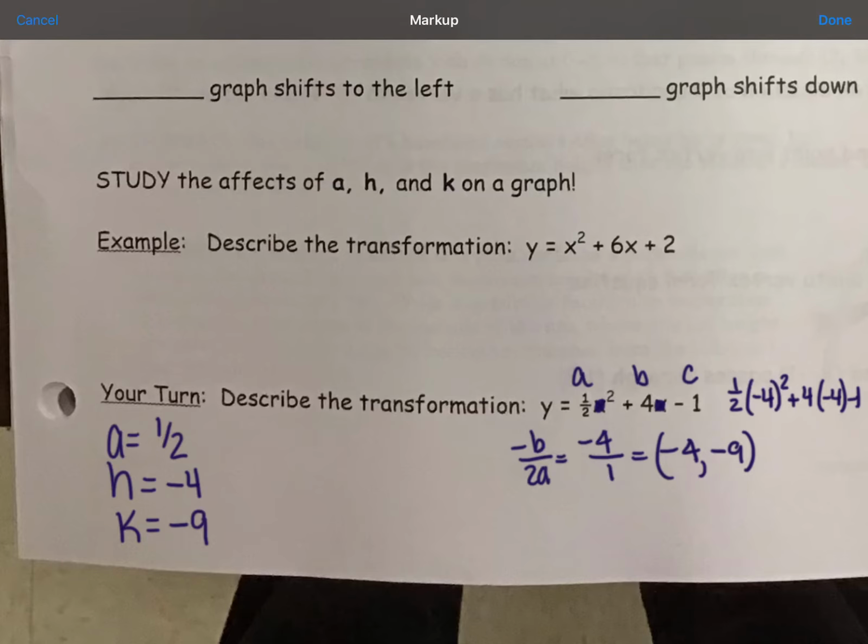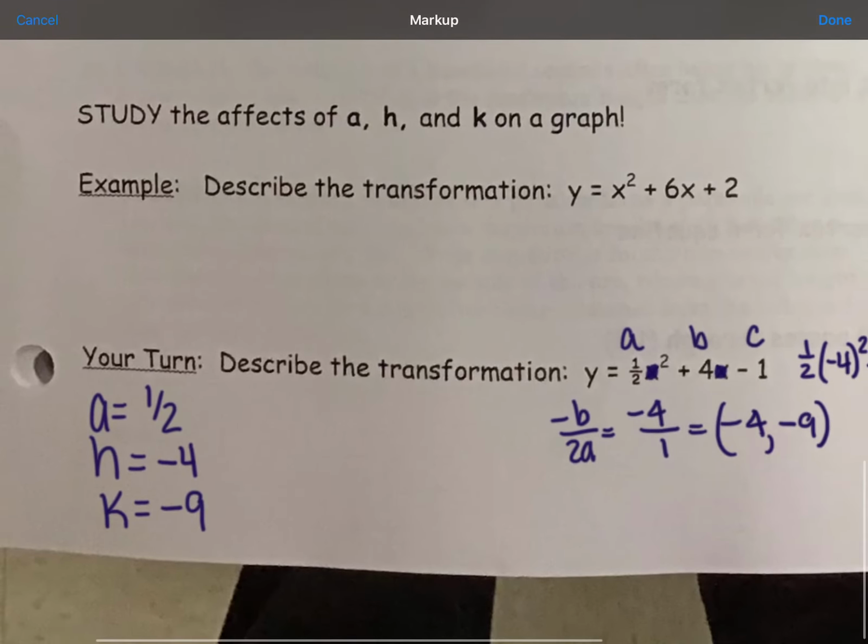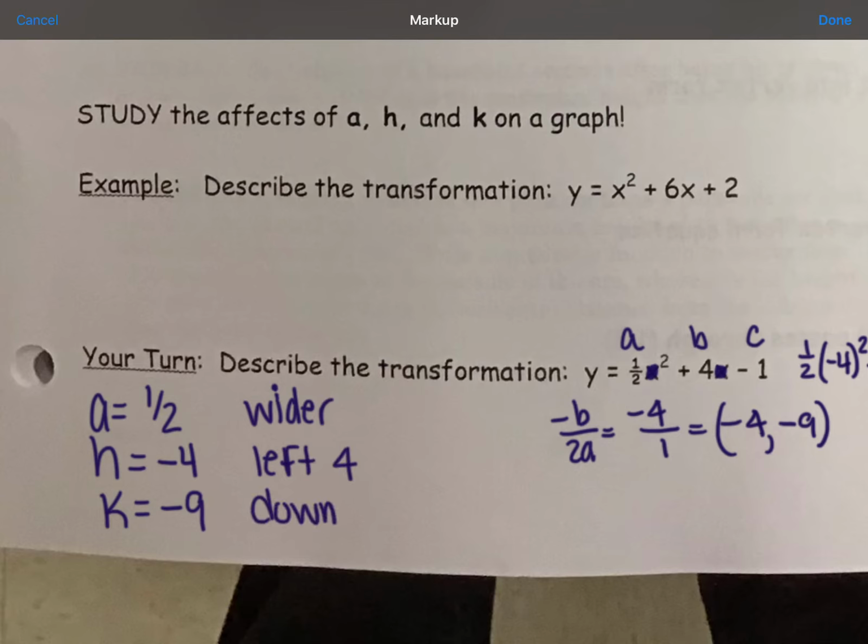And so now I can describe this. Because my a value is 1/2, from our notes earlier, a 1/2 means that my graph got wider or stretched horizontally. So you can put wider or you can put stretched horizontally. Negative 4 means we went to the left 4 units, and a negative 9 means we went down 9 units.